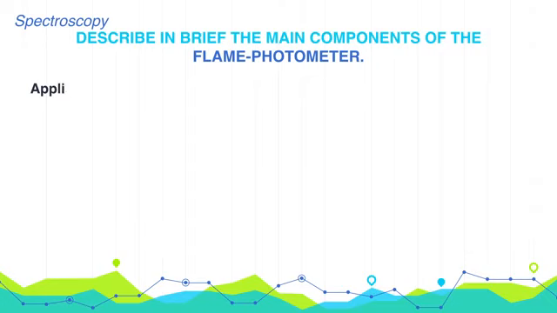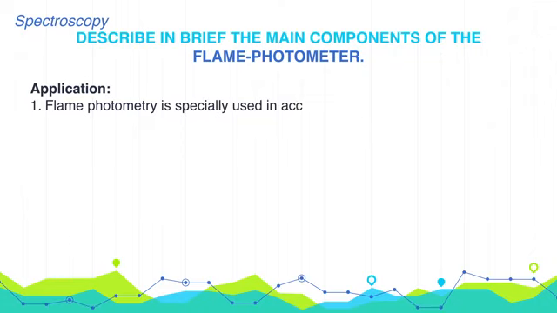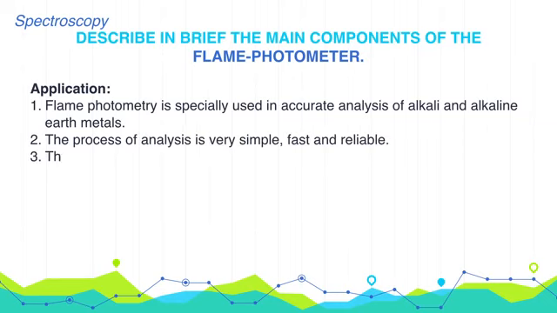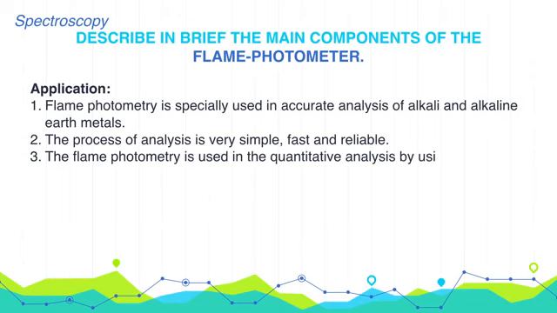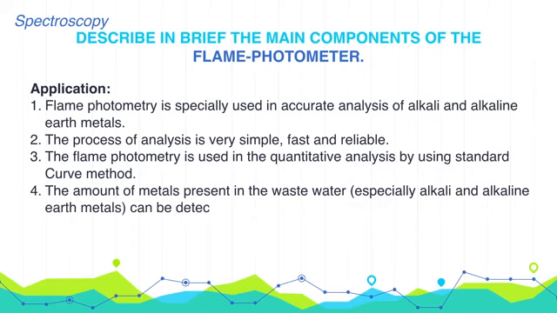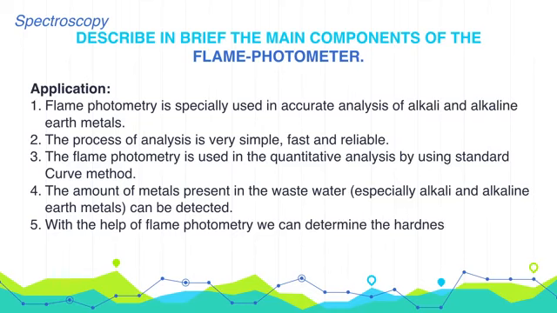So what are the applications of flame photometry? First, flame photometry is specially used in accurate analysis of alkali and alkaline earth metals. The process of analysis is very simple, fast and reliable. Flame photometry is used in quantitative analysis by using the standard curve method. The amount of metals present in wastewater, especially alkali and alkaline earth metals, can be easily detected. With the help of flame photometry, we can determine the hardness of water.